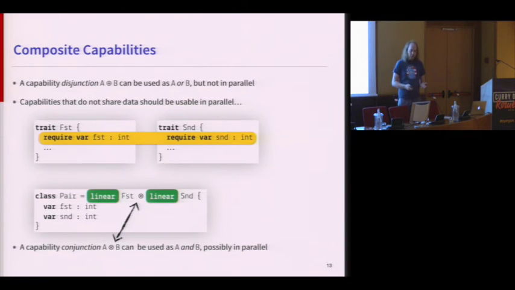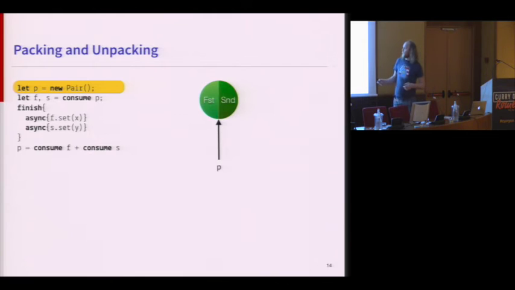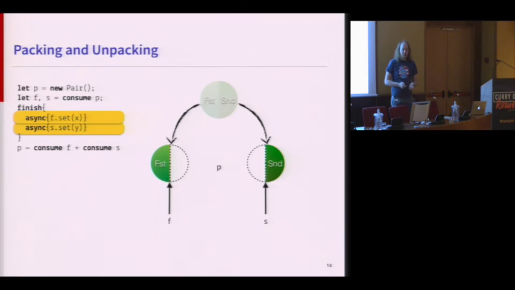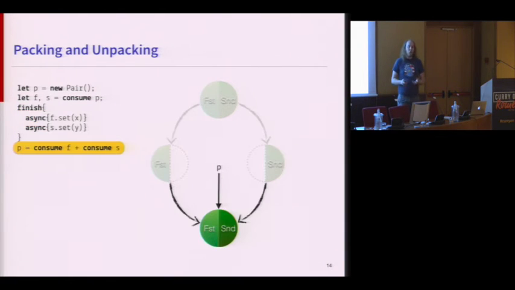So the way we do this in practice is we can create a pair like this, and then we can unpack it or split it into two aliases that we can then operate on in parallel, and then when we're done we can pack them back together. So note here that in the middle step F and S are actually aliases of the same object, but they are guaranteed to access disjoint parts of the object.